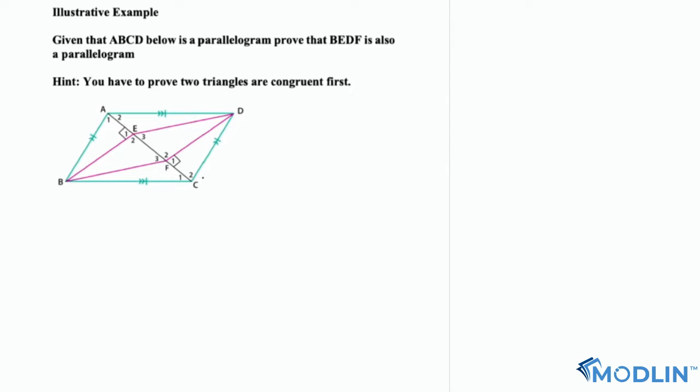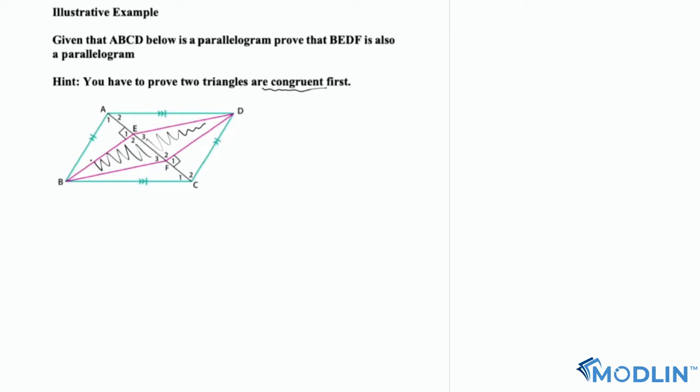ABCD is a parallelogram. So that's parallel to that. That's equal to that. We've got to prove that BEDF, so we need to prove that this one in here is a parallelogram, given that the green one is already a parallelogram. Okay, and they give us a hint that we need to work with congruency. So perhaps what we need to do is see where we've got some interesting equal things.